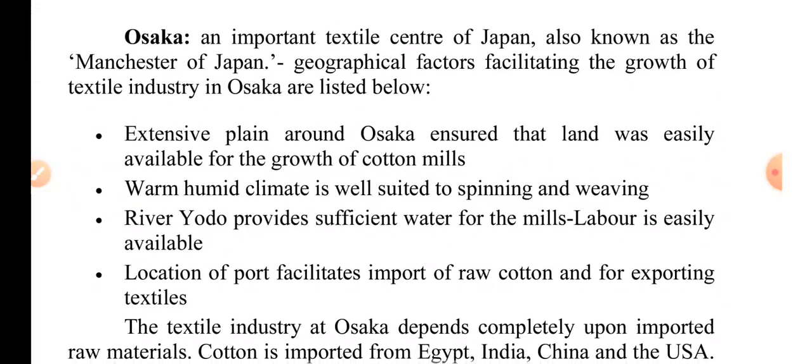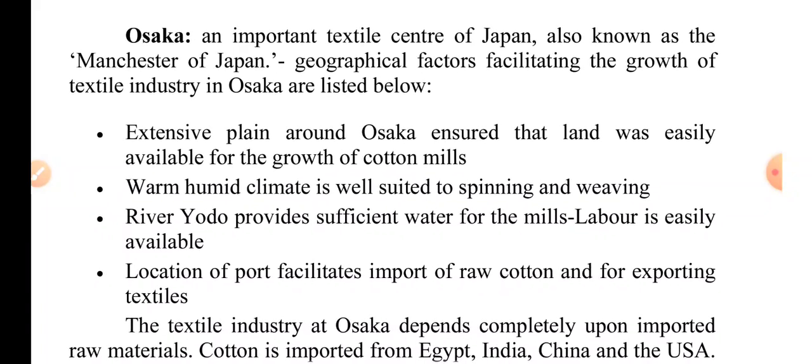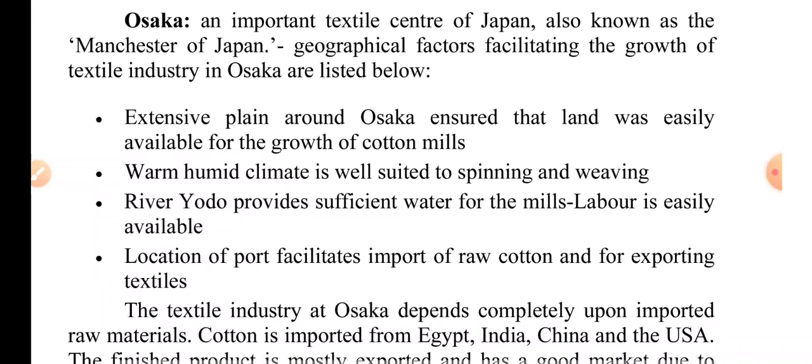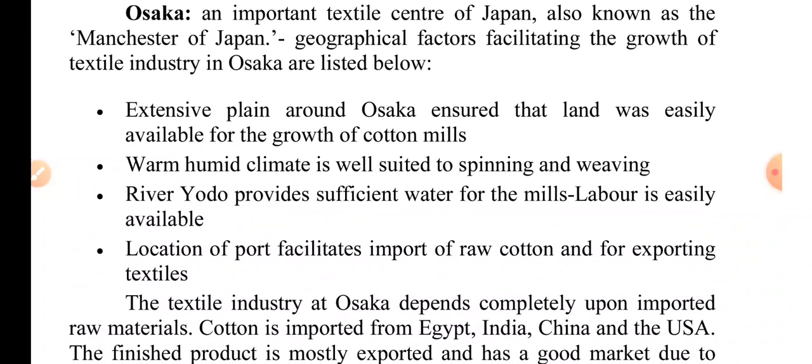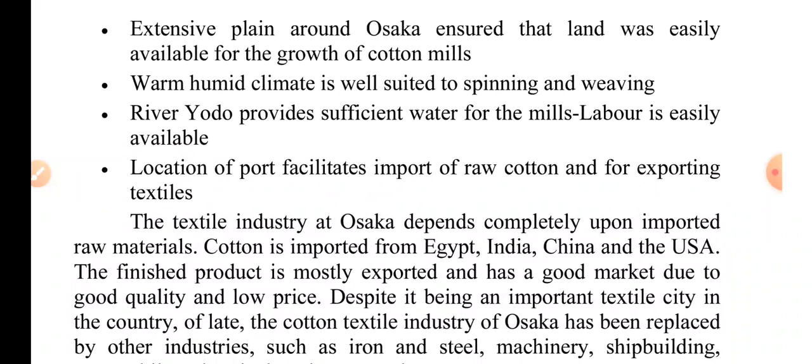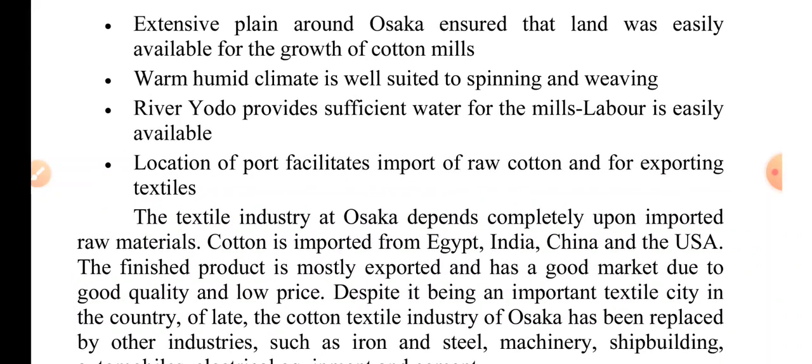And here comes Osaka, an important textile center of Japan, also known as the Manchester of Japan. The geographical factors facilitating the growth of textile industries in Osaka are listed below. The extensive plain around Osaka ensured that land was easily available for the growth of cotton mills. The warm, humid climate is well suited to spinning and weaving. The River Yodo provides sufficient water for the mills, labor is easily available, and port facilities allow import of raw cotton and export of textiles.